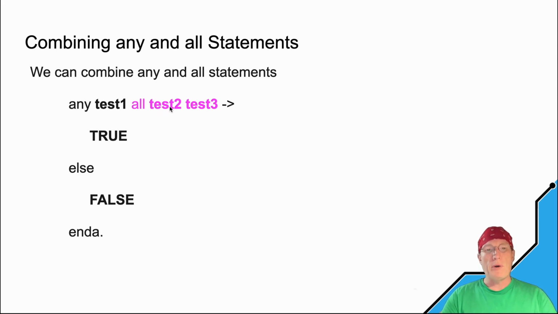So if both test 2 and test 3 are true, then we'll run the true action, even if test 1 is false. And likewise, if test 1 is true, but say test 3 is false, which would make all of that false, we'll still run the true action. So this lets you be more specific in the way that you do the tests and the way that you treat them. So what we'll do now is look at our swimming pool example and see how this would fit into that and how it could be useful.